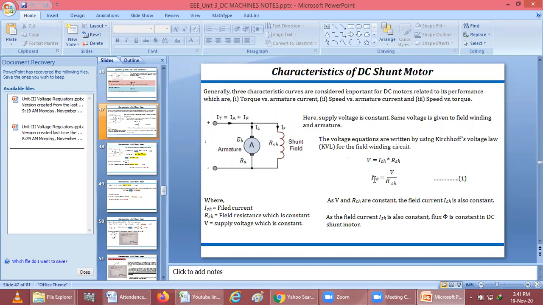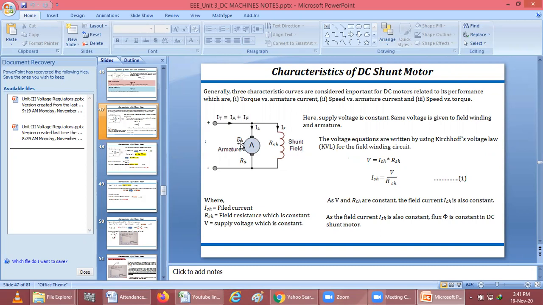This is the shunt current, the current flowing through the field winding. We need to find the equation for IA. Then we need to study speed versus armature current. We need to draw the curve of speed versus torque. So here, if we have the DC shunt motor, we apply KVL to get the equations for voltage and current.